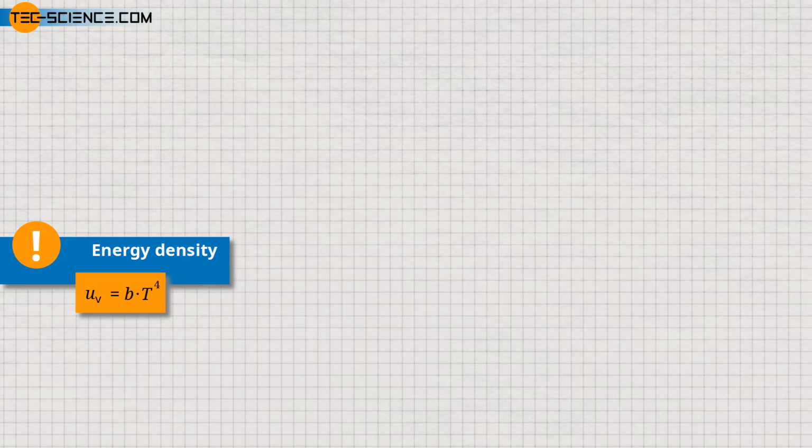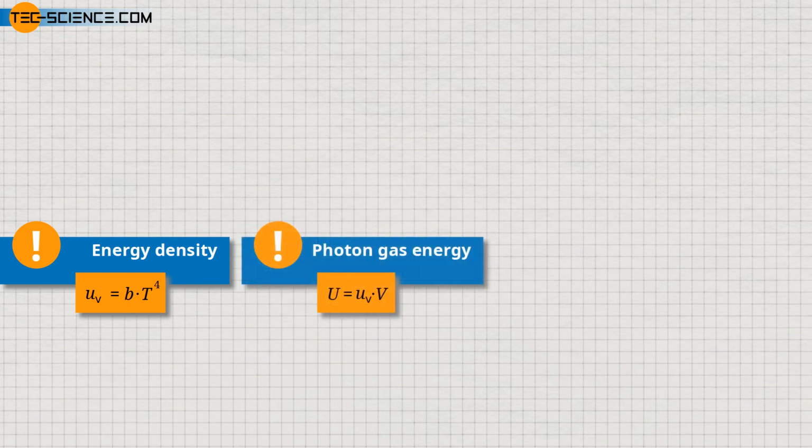A volume V filled with photons, for example the volume of the previously considered cavity, or the emitted photon volume of a blackbody, thus contains the following total internal energy U. The constant B could now be determined experimentally. Usually, however, it is not the energy of a photon gas that is of interest, but the radiant power with which the body emits the photons. We will deal with this in the following.